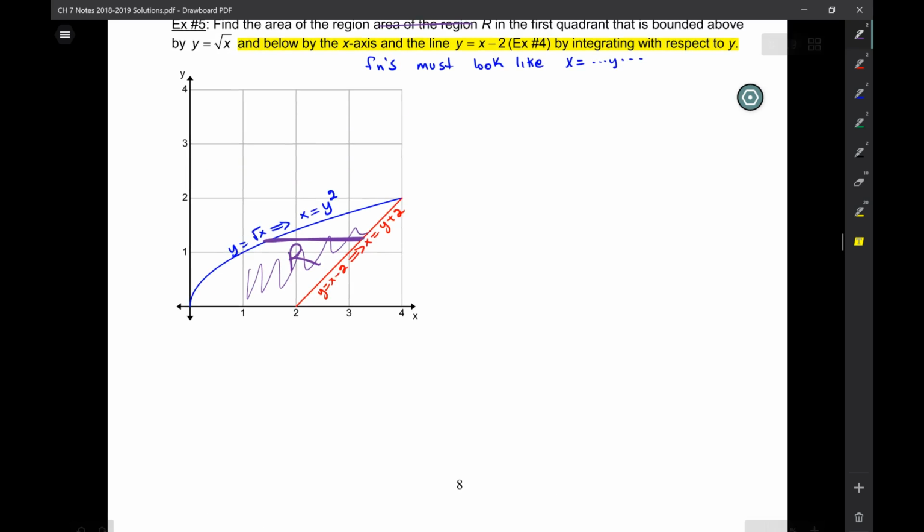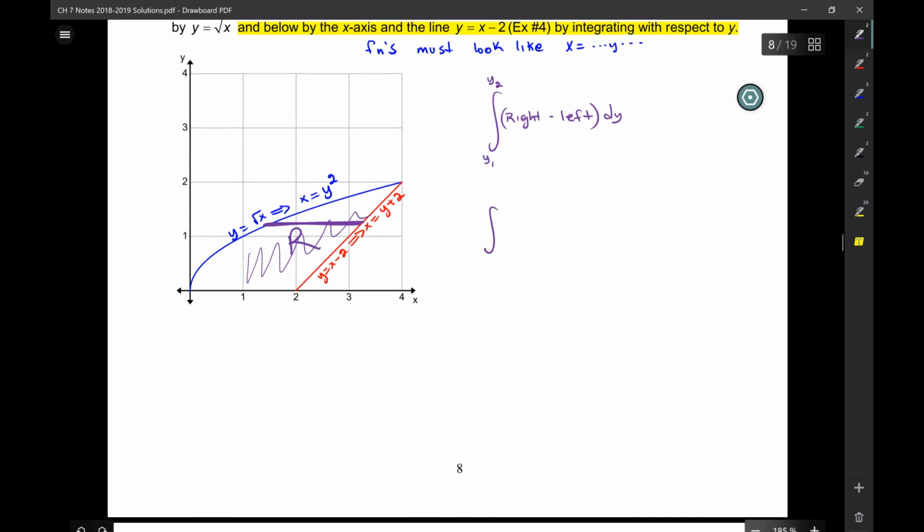So what I'm going to do is this. I'm going to go right minus left dy. And here it's y1 and y2. I haven't put them in yet. So now, what's the function to the right? x equals y plus 2 minus the function to the left, y squared. And now my bounds of integration, it goes from the first y value to the highest y value. So from 0 to 2.